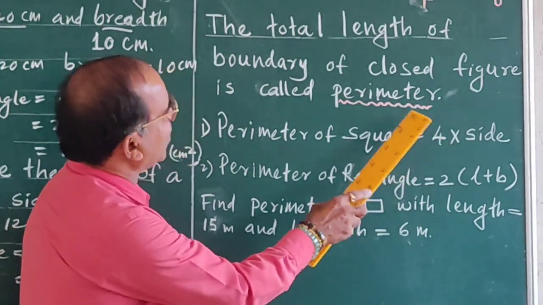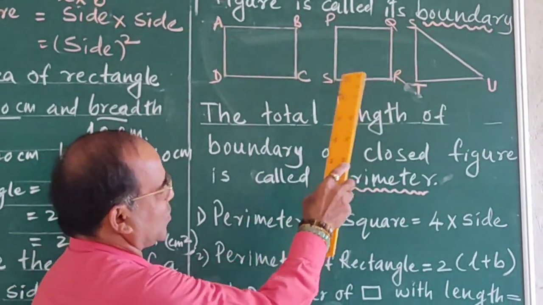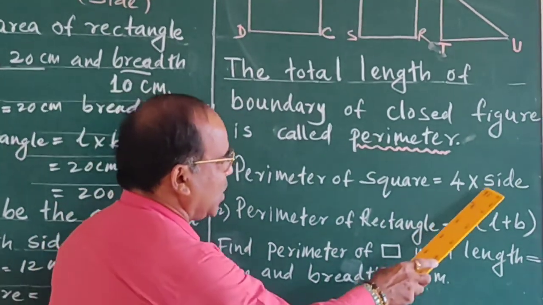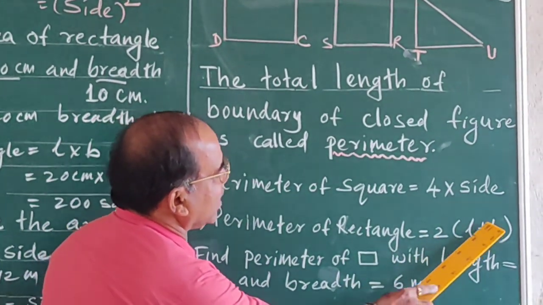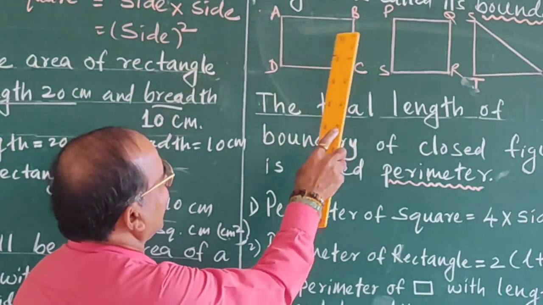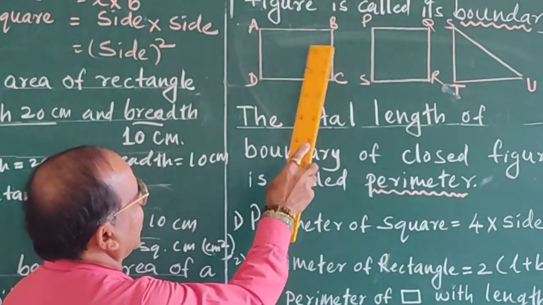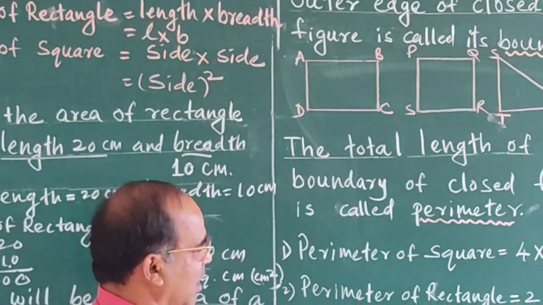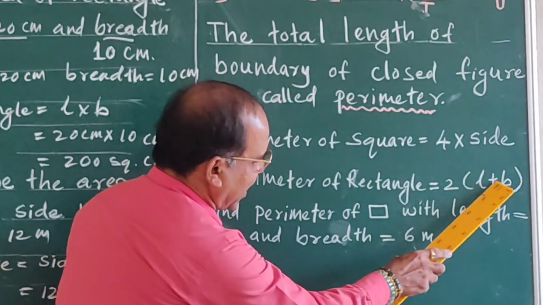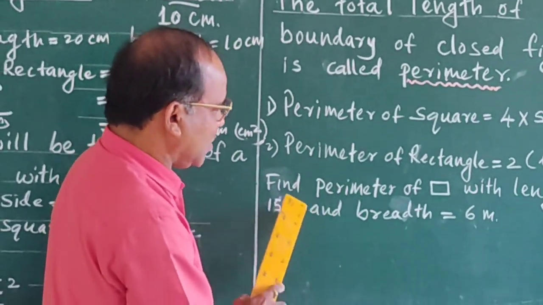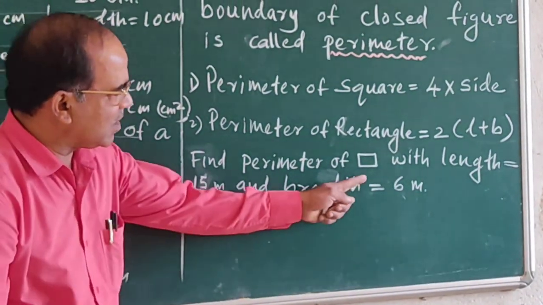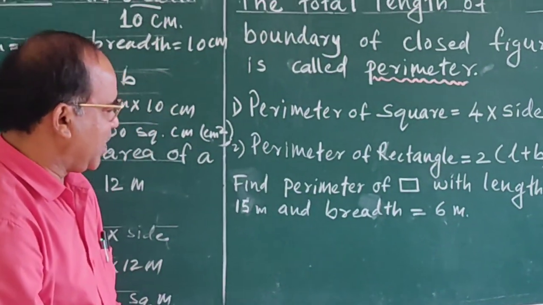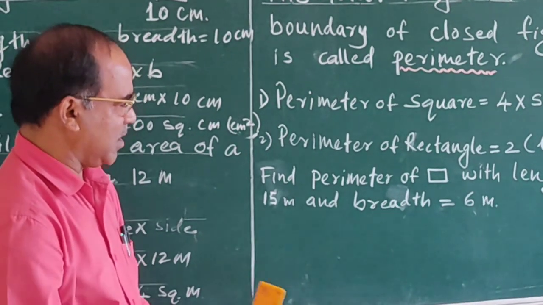Here you write perimeter is equal to 4 into side. Why is it 4 into side? Because each square has 4 sides and all are equal. That means 4 into side. Perimeter of a rectangle is equal to 2 into bracket L plus B, that means length and breadth, because opposite sides are equal. So let's take one example. Find the perimeter of a rectangle with length 15 meter and breadth 6 meter.